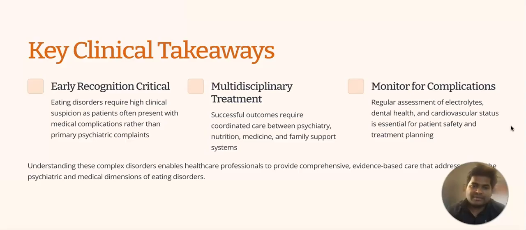So, the key clinical takeaways: we have read about anorexia nervosa, bulimia nervosa, binge eating disorder, and pica. All these conditions require early diagnosis and a multidisciplinary treatment approach, and we must always monitor the patients because there will always be a chance of electrolyte imbalances and cardiovascular risks, and we don't want to lose the patients.